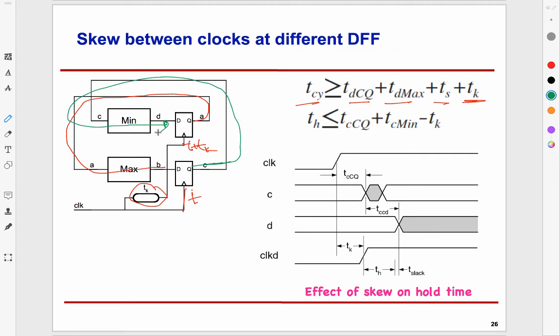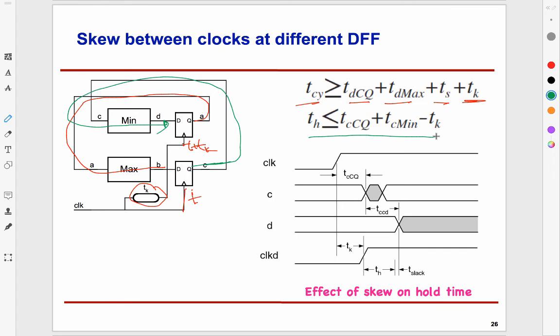So what is now going to happen is that my constraint becomes, as shown out here, TCCQ plus TC min minus TK. So the right hand side is actually being reduced if TK is positive, and that is bad because that means I can violate P sub h. So skew is bad. That's kind of the moral of the story out here.